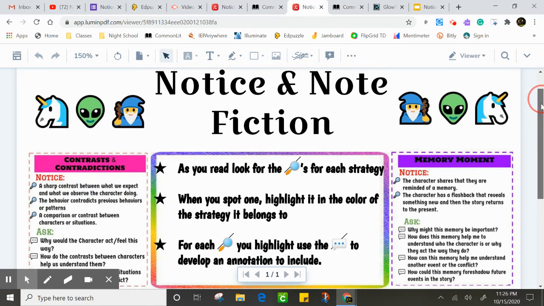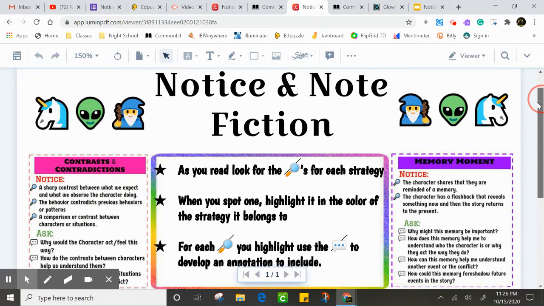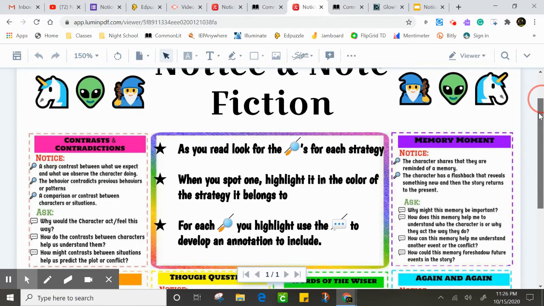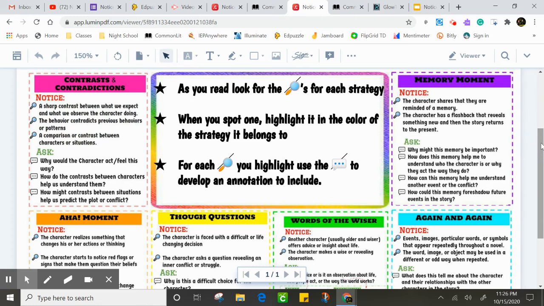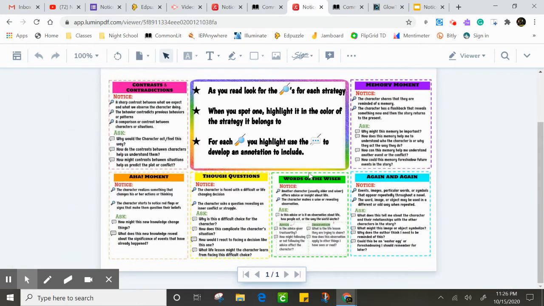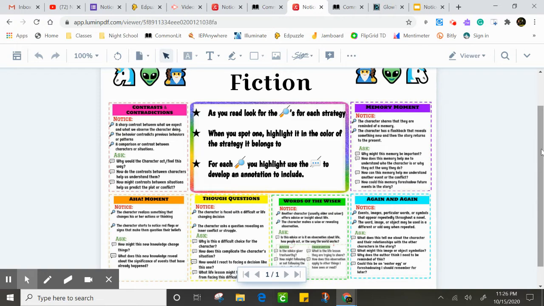So I have the poster that is provided for you in class under the links for Notice and Note nonfiction materials. This is the printable version. It is a little bit wonky on my screen, only because it's actually meant for you to be able to print this out and keep it as reference material.